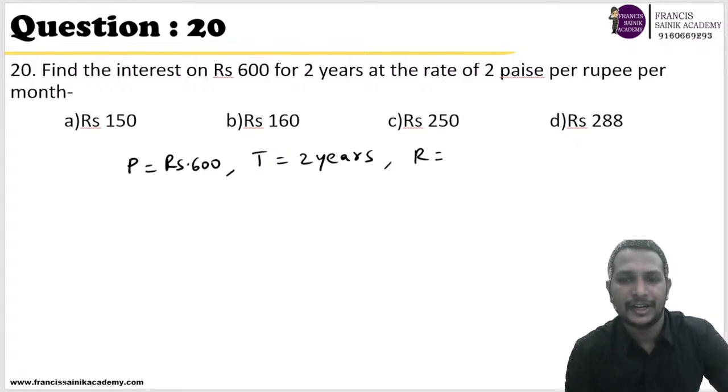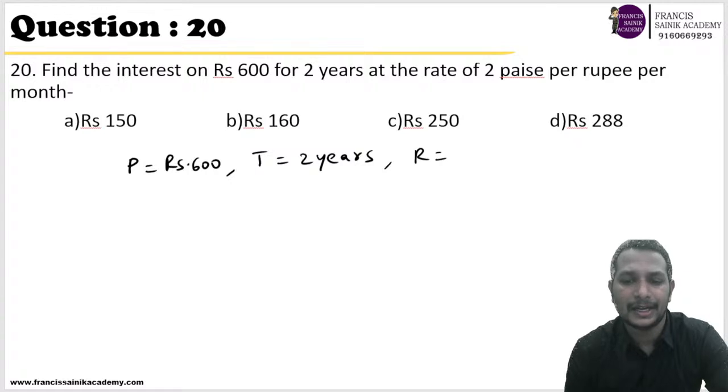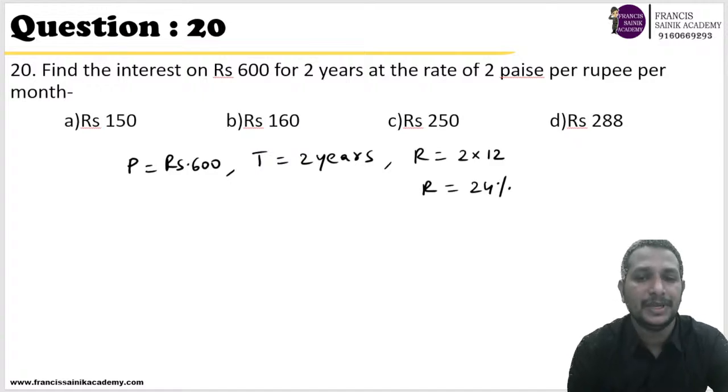Coming to rate of interest, 2 paise per rupee per month. As we know, all rate of interest is calculated per annum. Per annum means for a year. Rate of interest is calculated for a year. They gave it only for 1 month, so as we need it for 1 year, 2 into 12 becomes 24. Okay, which means rate of interest is given as 24%.